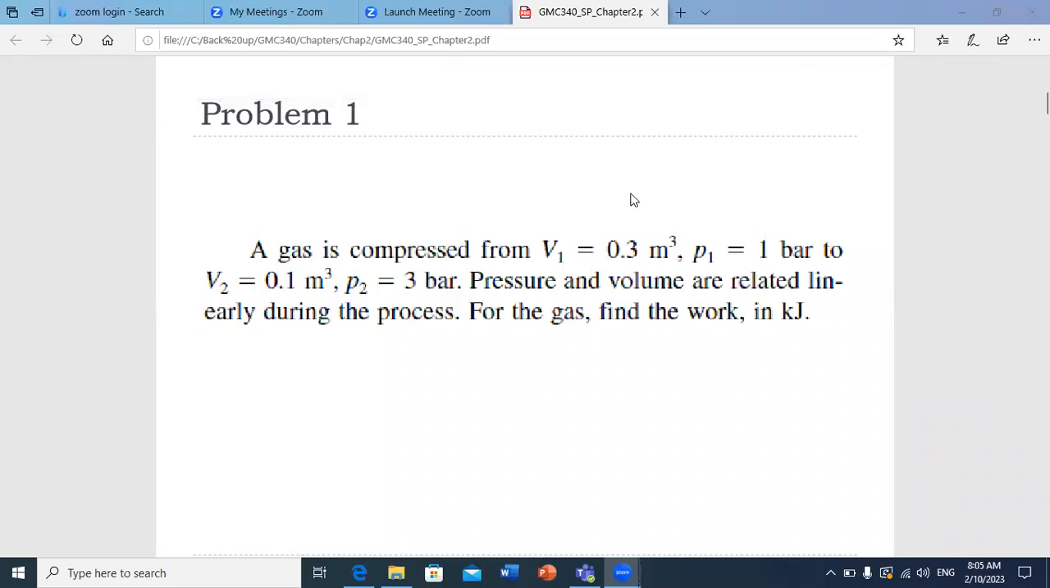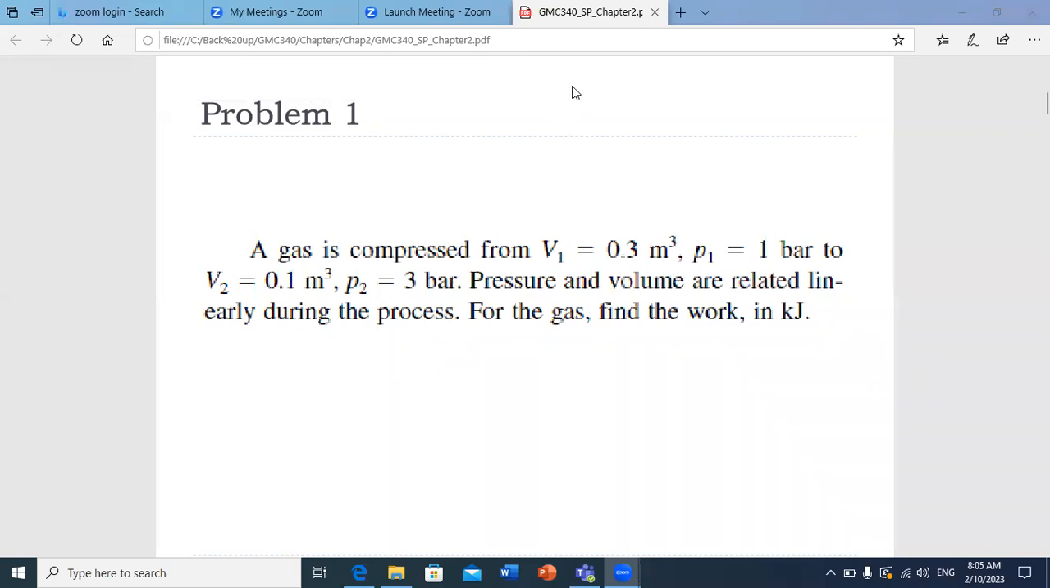So we'll do problems on chapter 2. We have a gas that is compressed from V1 equals 0.3 meter cube at a pressure of 1 bar to V2 equals 0.1 meter cube at a pressure P2 of 3 bar. Pressure and volume are related in a linear way during the process for the gas. Find the work in kilojoule.